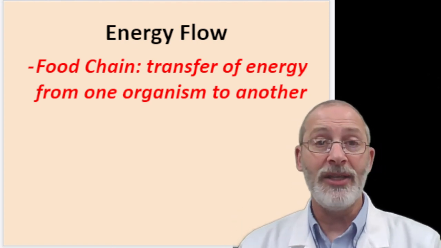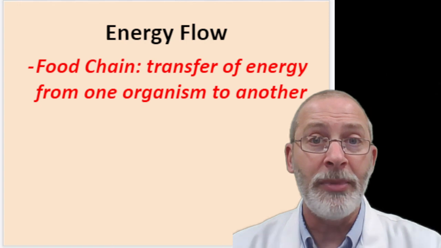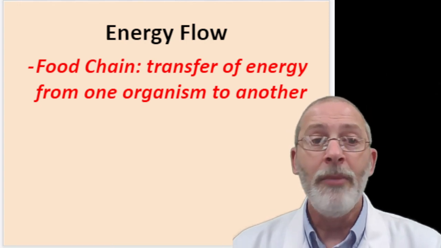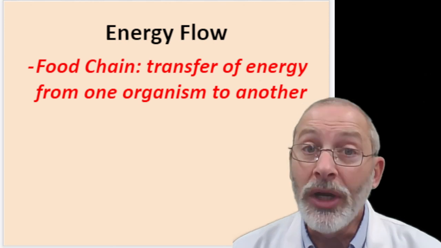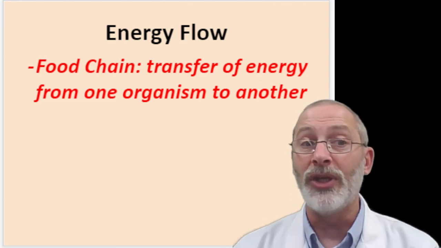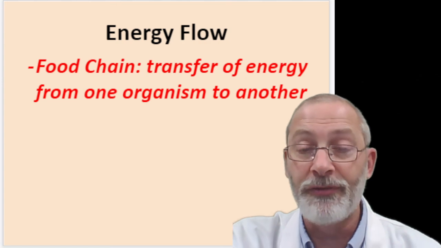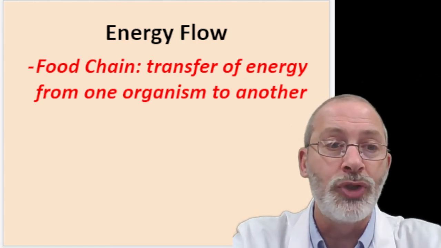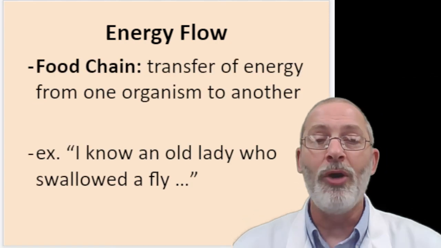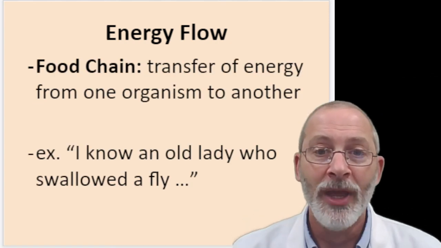We saw that illustrated with the energy flow pyramid in terms of energy, but now we're going to look at it from the context of the organism or from the perspective of the organism itself. So a food chain is the transfer of energy from one organism to another. And it always reminds me of a song.